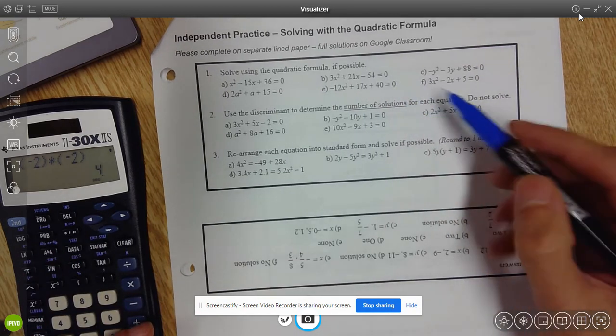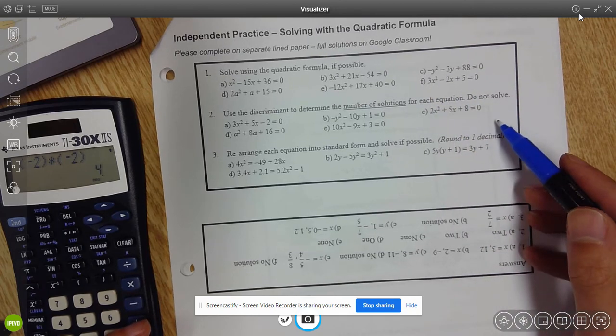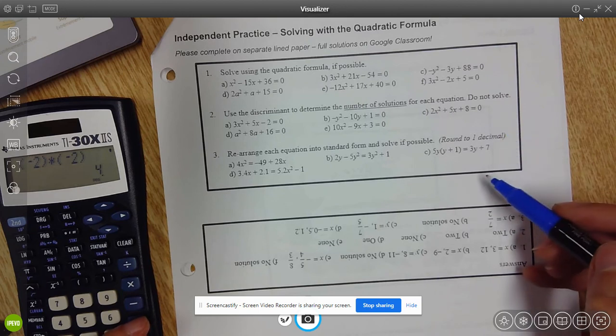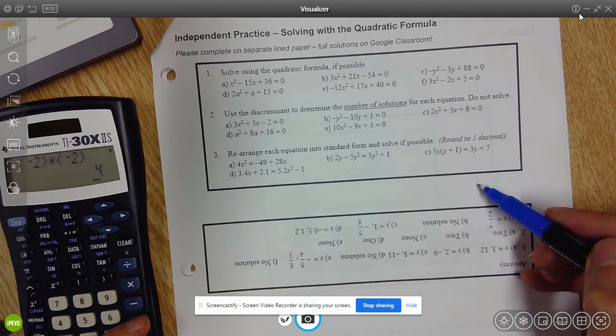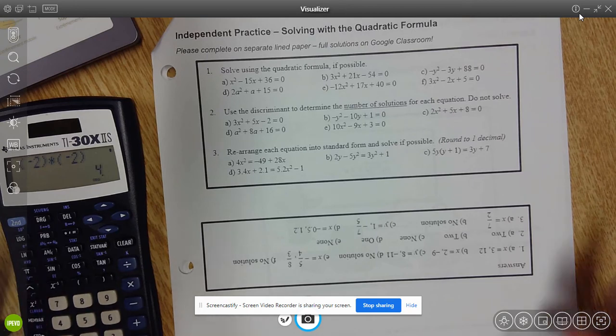We're going to solve all of A through F using the quadratic formula. Here you're just going to tell me how many solutions. Are there 0, 1, or 2? Then again, we're going to put these into standard form and then use the quadratic formula to solve. So you've got 15 more practice problems, and that's going to be it for what I expect you to do in math today.